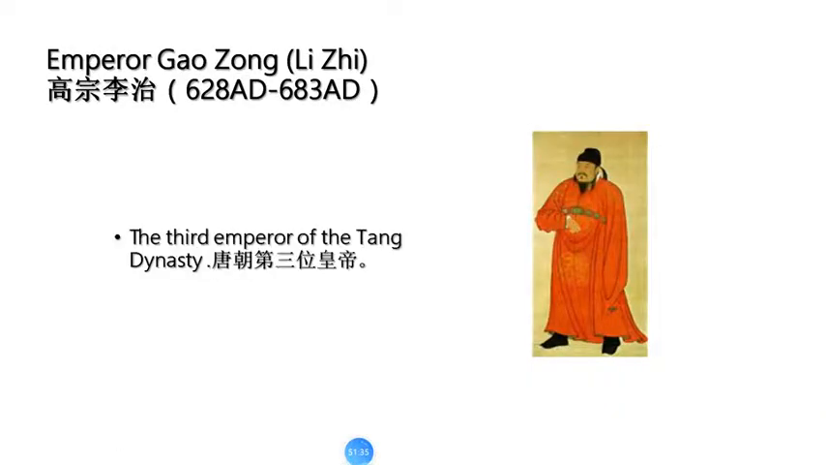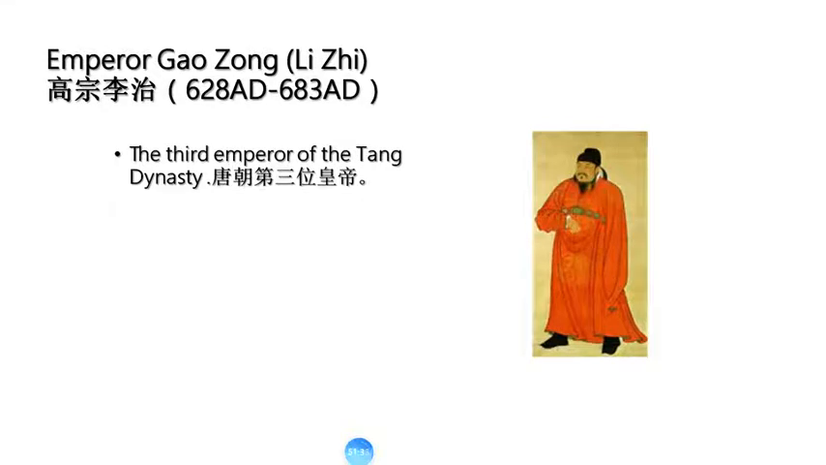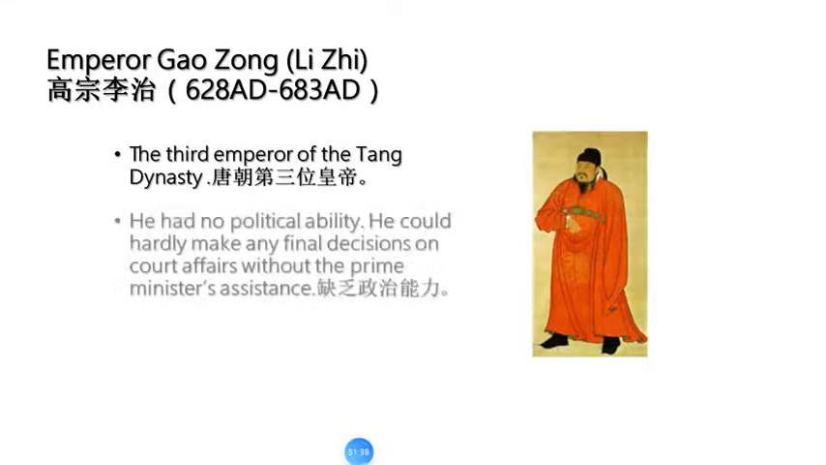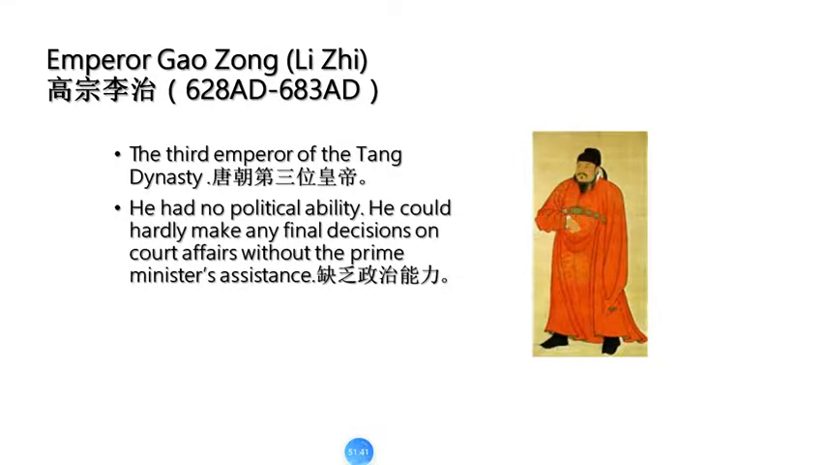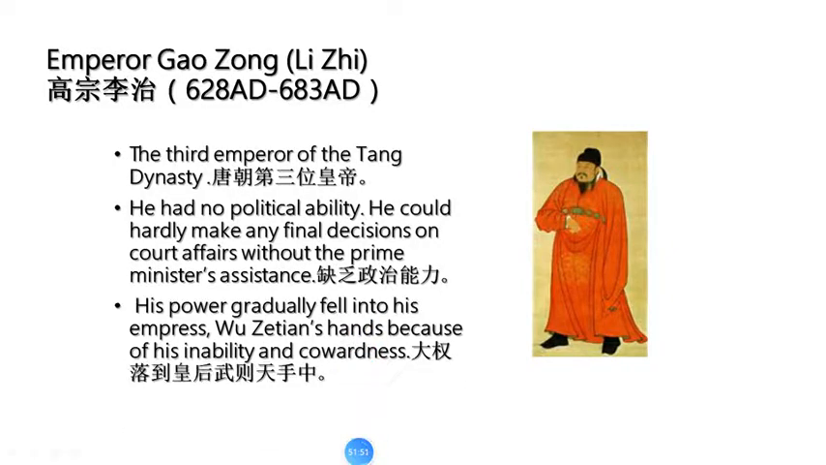Emperor Gaozong, the third emperor of the Tang Dynasty, had no political ability. He could hardly make any final decisions on court affairs without the prime minister's assistance. His power gradually fell into the hands of his empress, Wu Zetian, because of his inability and cowardice.